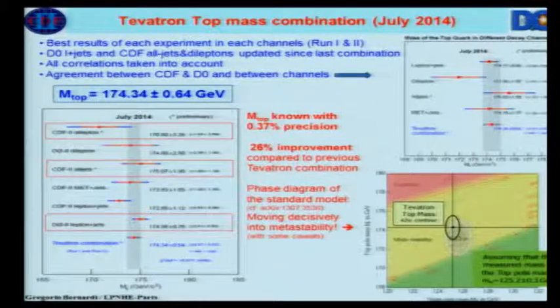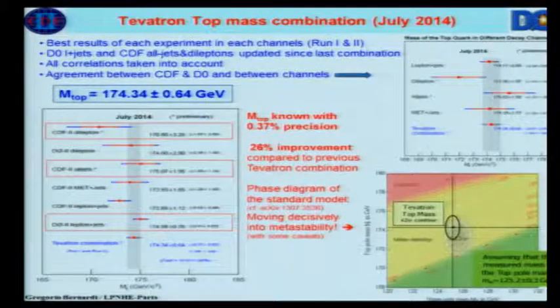Again, no outliers, and the result is now 174.34. So it's exactly 1 GeV higher than the world mass combination. And this top mass is now known with 0.37% precision. So this is a 26% improvement compared to our previous Tevatron combination. So it's very nice, and we look forward to more combinations with LHC results.